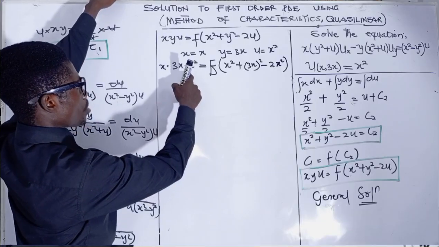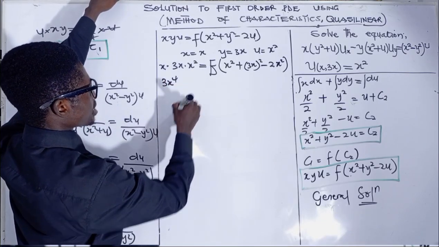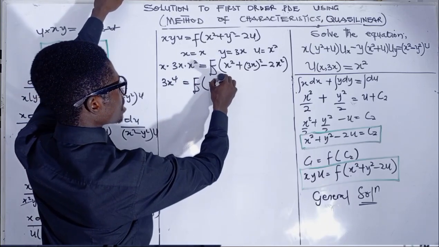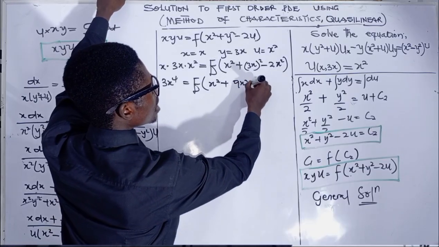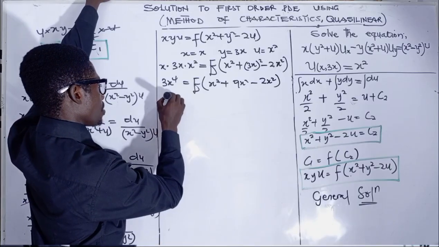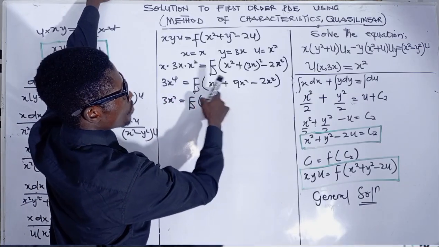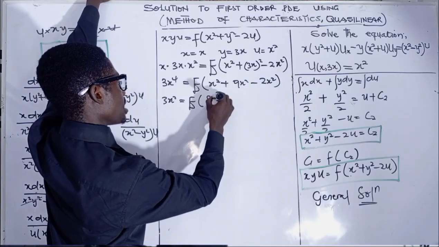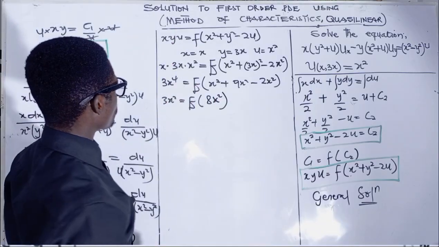So when we multiply them, we are getting 3x raised to the power 4, right? And then we have a function of x squared, plus 9x squared, minus 2x squared. So we have 3x to the power 4 is equal to a function of, when we do the algebra, 1 plus 9 minus 2, this giving us 8x raised to the power 2. So at this very point, this is 4, sorry.